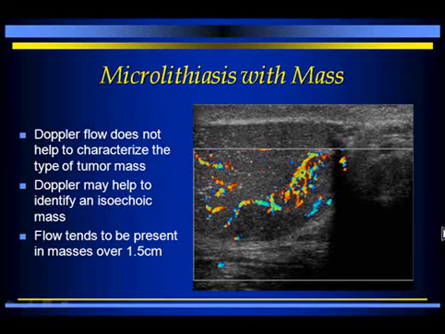Doppler flow: the question now is, does Doppler flow help you in diagnosing a testicular mass? Well, any mass that's over 1.5 centimeters in size tends to have flow, so the flow may actually help you see the borders of the mass, where the normal vessels are sort of strung around the mass, but the presence or absence of flow within a tumor in the testis does not help you distinguish what type of tumor that is.